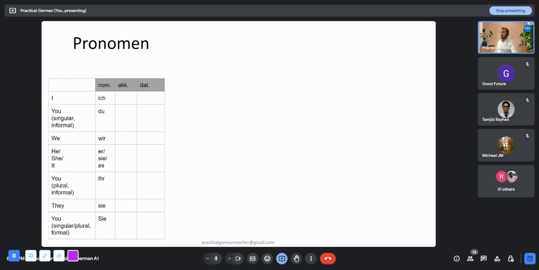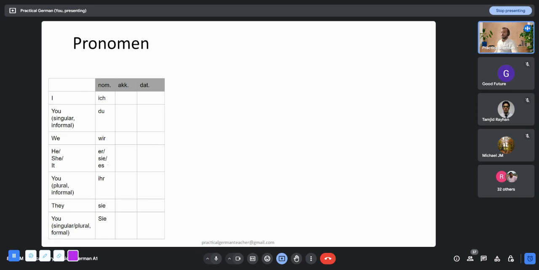For you, plural informal, let's say I talk to Tamjid and Rahman, both of them at the same time, instead of using du, I have to use ihr. Okay, ihr, not ear, ihr. Just say ihr. If I talk about more than one person in third party, for they, again you have sie. Now you will say, really? For she you have sie, and for they also you have sie. Yes, that's how it is.